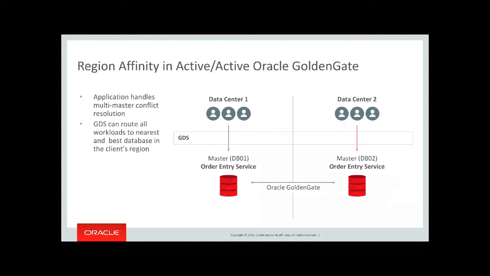Now, how about region affinity? So many times customers want to route their client workloads to the nearest database in the nearest data center. Right? In this example, for example, data center 1 clients closer to the data center 1 should be routed to a database in data center 1. Likewise, clients closer to data center 2 should be routed to a database in data center 2. Right? So how do I do that with GDS?